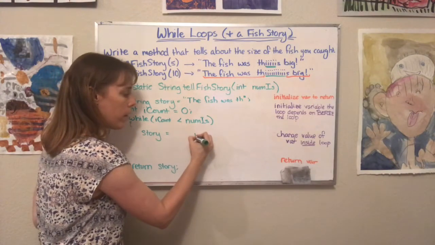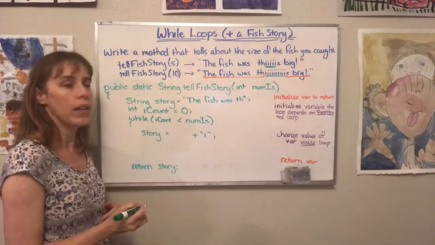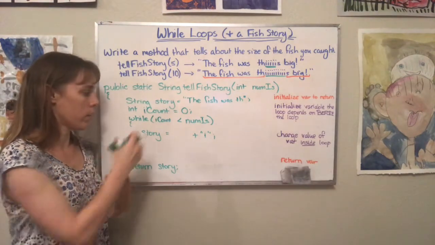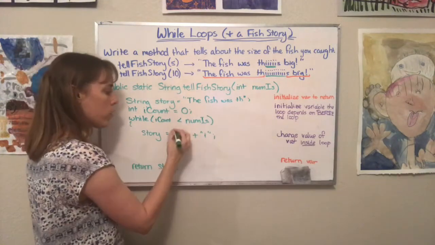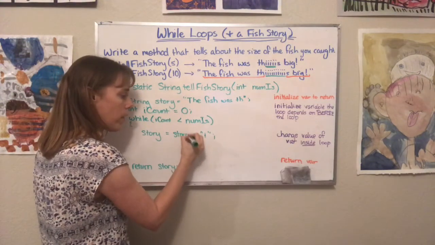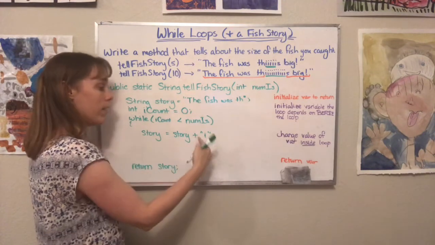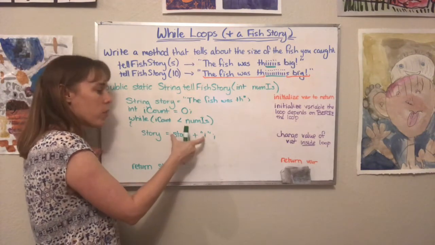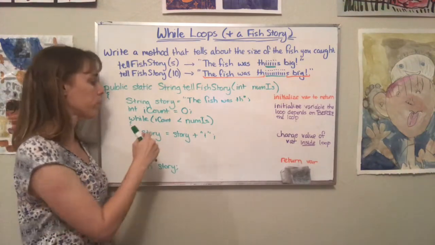So I'm going to add on to it an i every single time it runs through this loop, right? So I'm going to take what was here, story, add on to it. So now it says the fish was this, right? And then I'm going to store that back in story. So now the story variable has been updated.